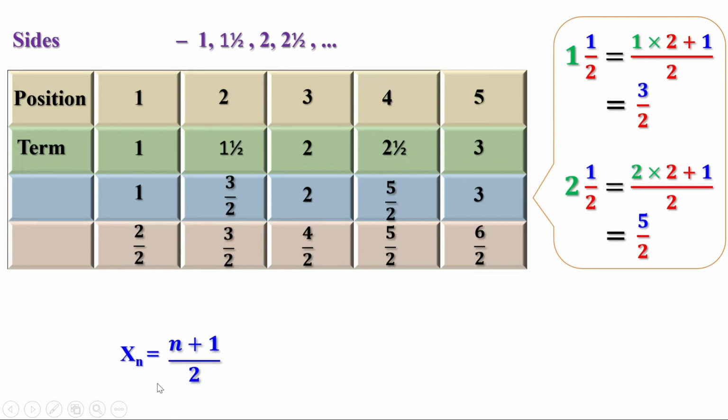Now if you want, you can check. When n equal to 1, we get first term, that is 1 plus 1 by 2, that is 2 by 2 or 1. When n equal to 2, x2 equal to 2 plus 1 or 3 by 2. When n equal to 3, x3 equal to 3 plus 1 or 4 by 2, that is equal to 2. Like that we can find out each and every term from this algebraic expression.